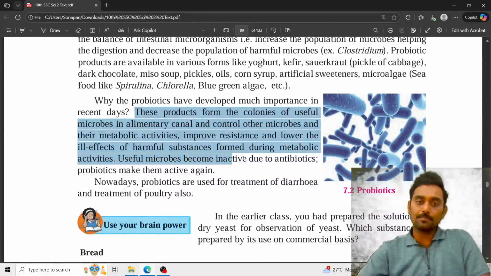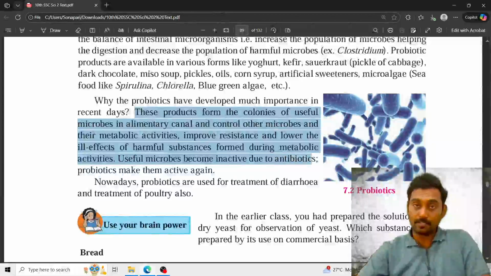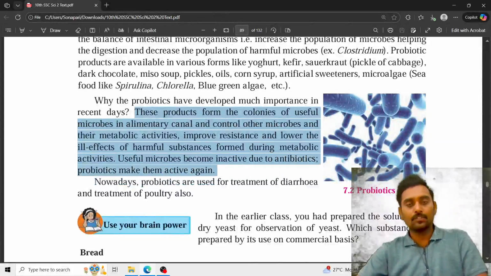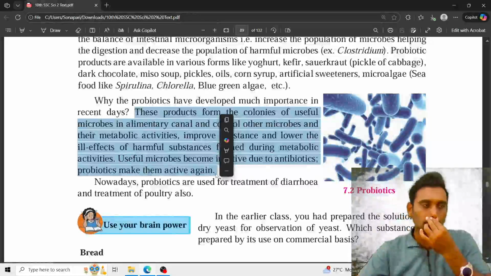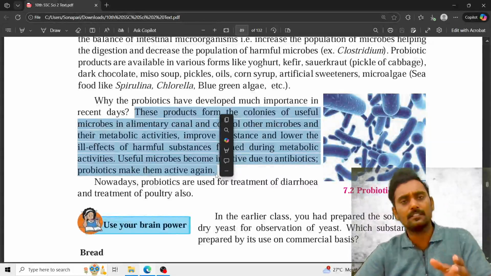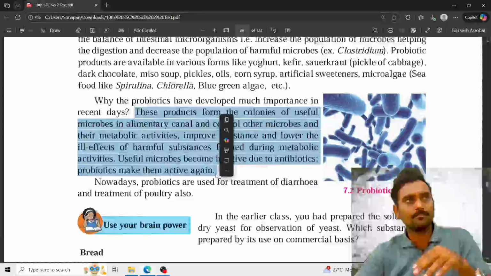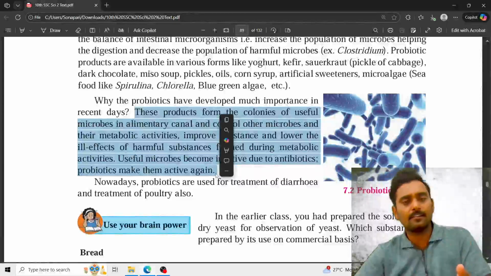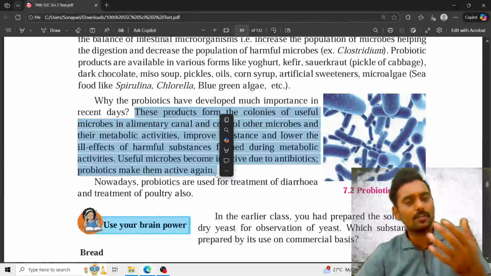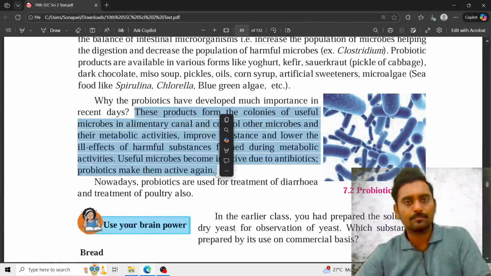Useful microbes become inactive due to antibiotics. Probiotics make them active again. So the doctors don't give antibiotics directly. Why? Because it makes a bad habit to our alimentary canal. It doesn't form the good microbes. It doesn't allow an increase in the population of microbes.